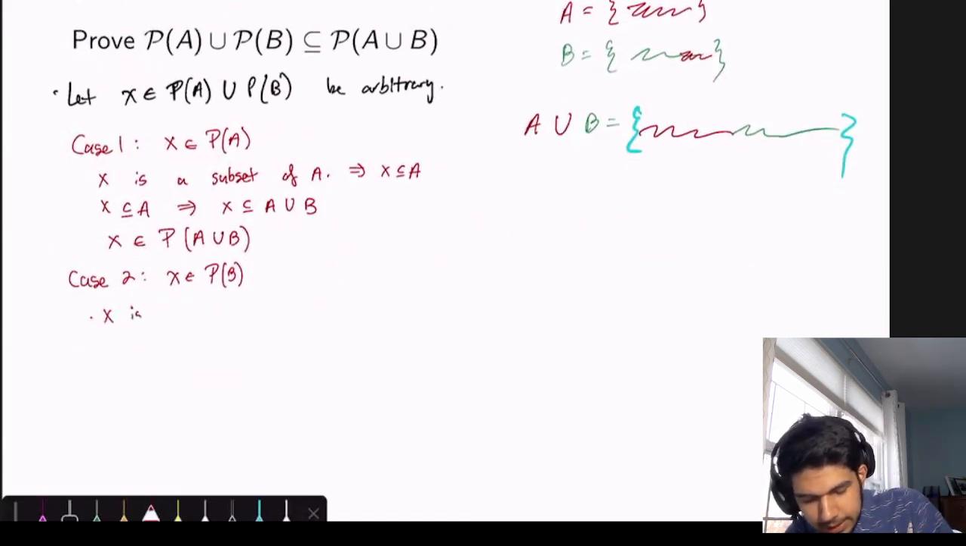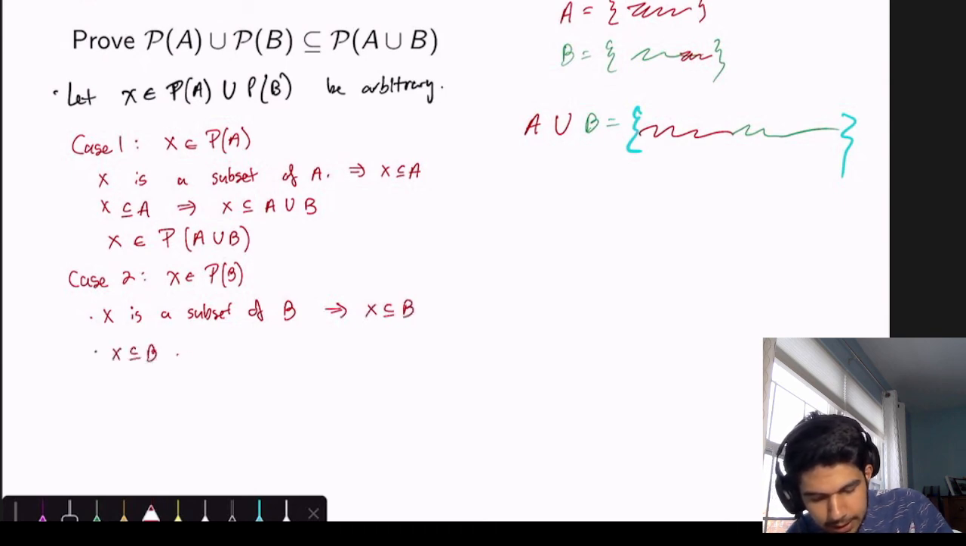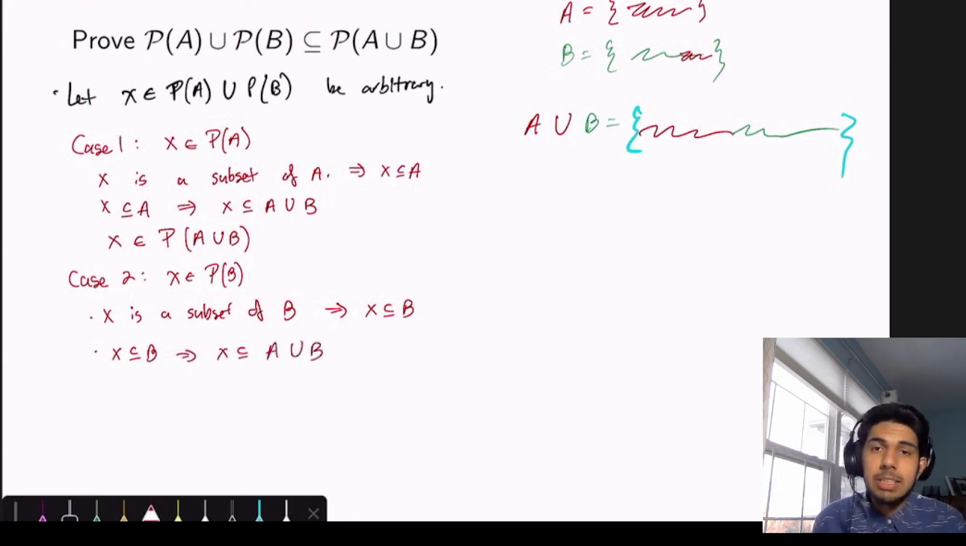So this tells us that X is a subset of B. So X is a subset of B. And that tells us that X is also a subset of A union B, using a very similar logic. If every element of X is included within the set B, then it must also be included in A union B. All elements of X must be included within A union B, because no elements of B are deleted when we form A union B. That's the main thing to think about here.